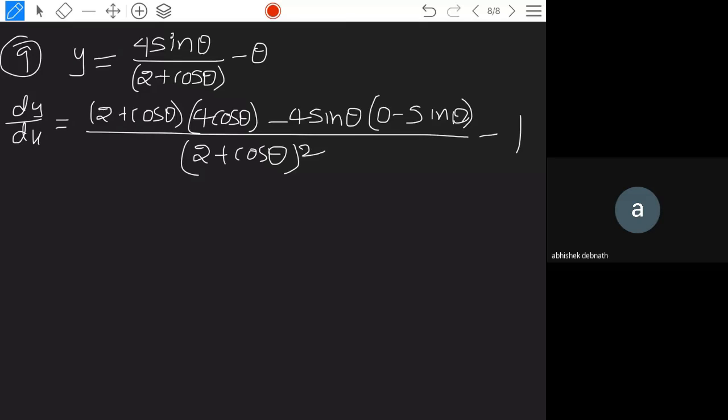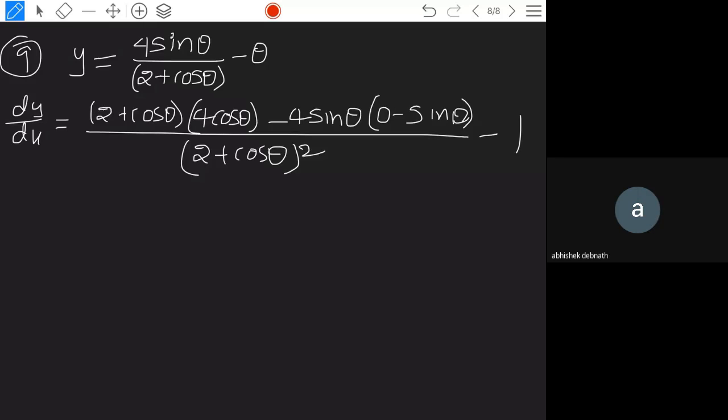Usually students also make this mistake. Sir, I think it is d theta by dx. d theta by dx, dy by d theta. Yes, very good.